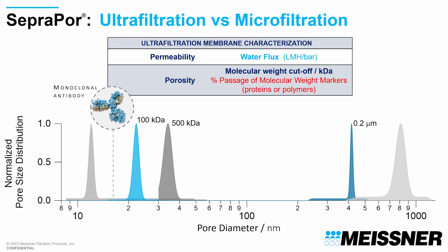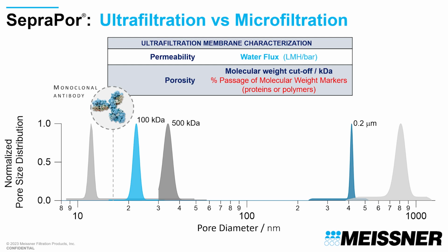Ultrafiltration membranes are typically used for proteins, polymers, and liposomes, in contrast to microporous materials that are more appropriate for micron-sized cells. This is illustrated in the graph below, showing the pore size of UF membranes with a range from 5 to 50 nanometers. And this is in contrast to microporous membranes, which have a porosity that can go up to 1 micron. Two properties are used to characterize ultrafiltration membranes, which are permeability and porosity.